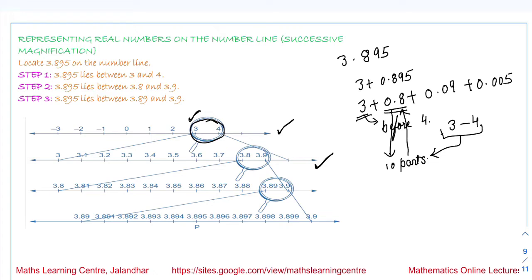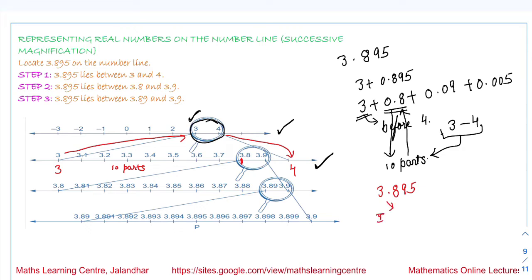So what we have done, this is the point 3 and this is the point 4. We have magnified this region. We have divided it in 10 parts. On dividing this region in 10 parts, the 8th part we are talking about, this is 3.8. Now what we know is that this point 3.895 lies after the first step.